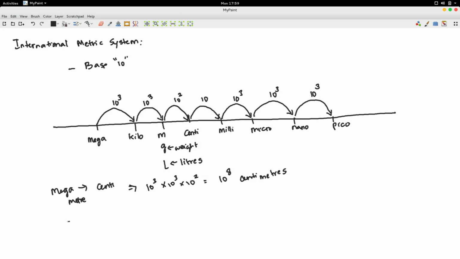Likewise, if you want to go from centimeter to millimeter, you just multiply it by 10. Multiply x by 10, because from centi to milli it's just 10.